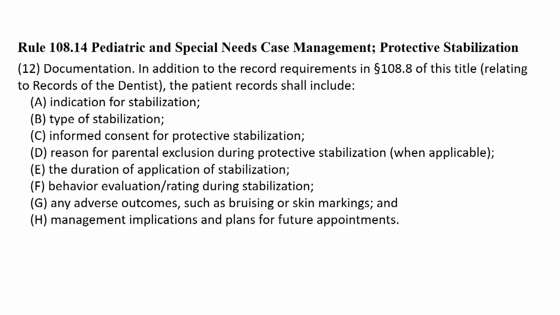And I would add, just as a matter of common sense, that for the behavior evaluation rating during stabilization, you definitely want to give some sort of description of how the patient managed or handled or dealt with or accepted the protective stabilization. And when it says rating, you can create a scale of 1 to 10, but state that if it's a 5, an 8, that it's relative to a scale of 1 to 10, indicating that 10 is the best, or vice versa.